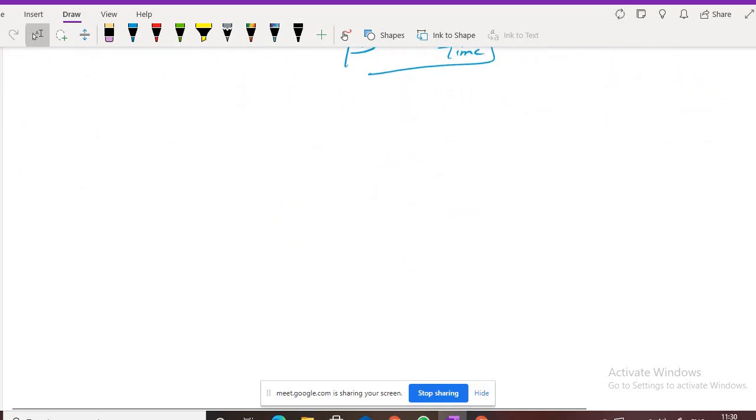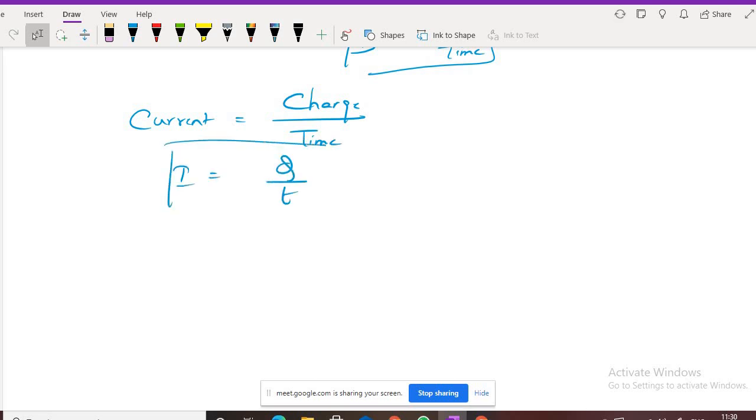See here properly. Electric current is equal to charge by time, or we can say that I is equal to Q by T. What is Q? Q is the charge. Anybody has any problem till this portion? No, sir. Very good.